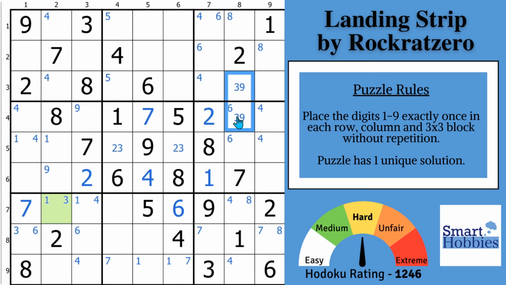So the 3-9 can only be in these 2 cells in this column, and they can't be anywhere else. You can remove any other candidate from these 2 cells.